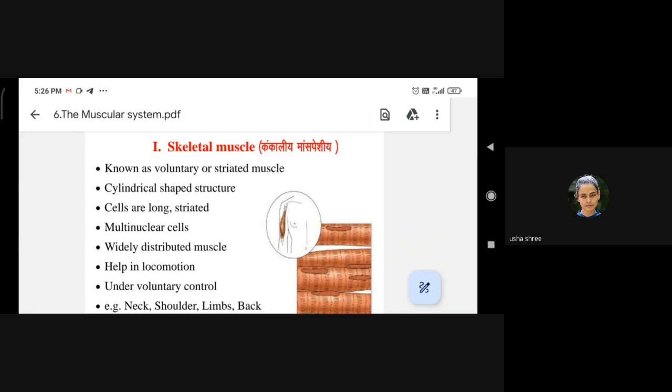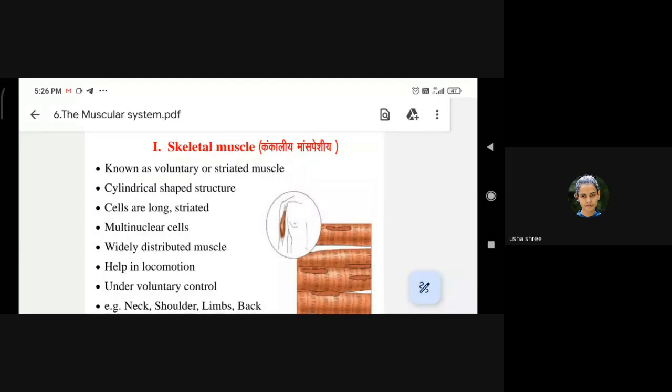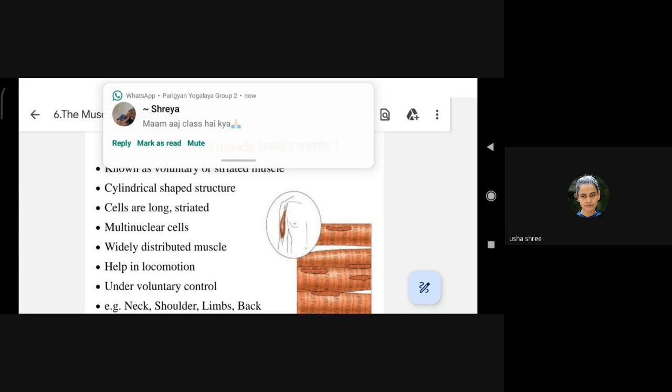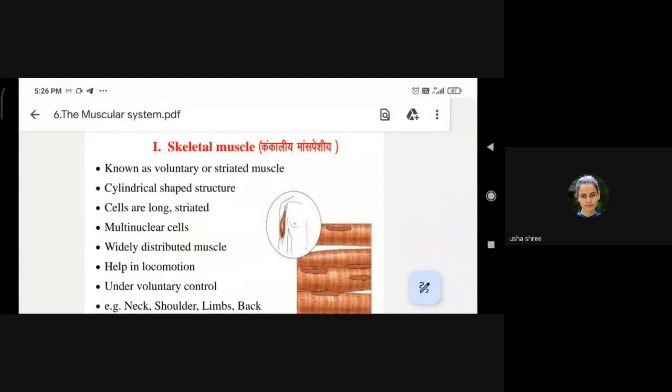Cylindrical shaped structure. Skeletal muscles are cylindrical shaped structures, meaning we are not talking here about each muscle fiber, because each muscle fiber is spindle shaped. We have already discussed what spindle shape means. So each muscle fiber is spindle shaped, but these skeletal muscles are grouped into a cylindrical shape.